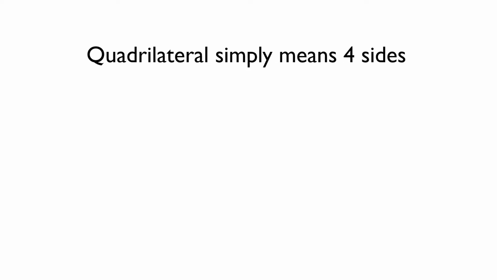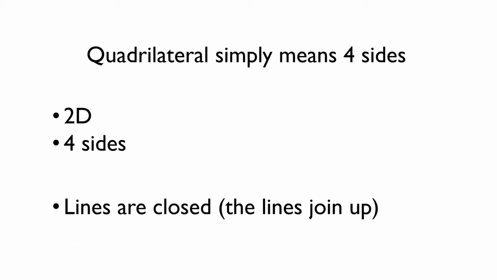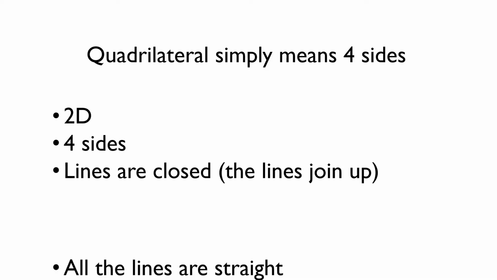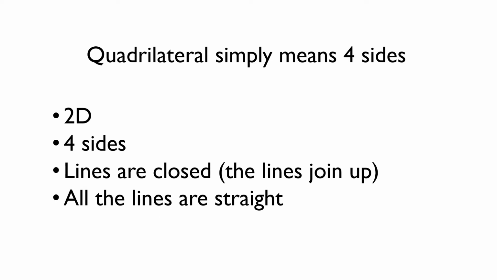As you know, quadrilateral simply means four sides. All quadrilaterals are 2D. They have four sides. They are closed shapes, meaning that their lines all join together, and all the lines are straight.